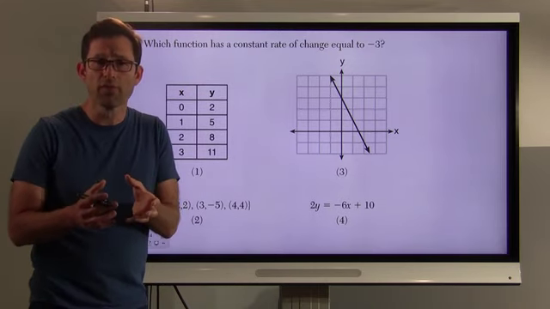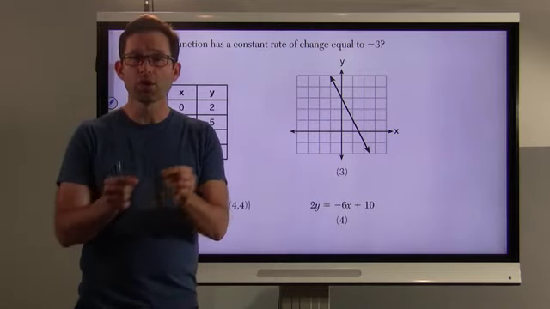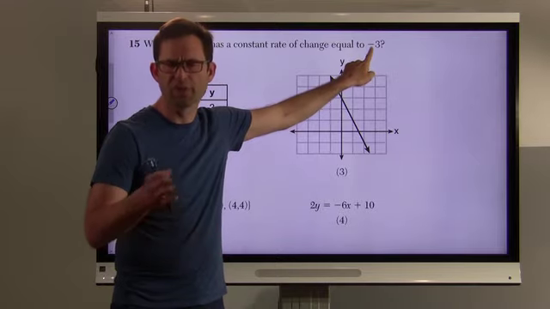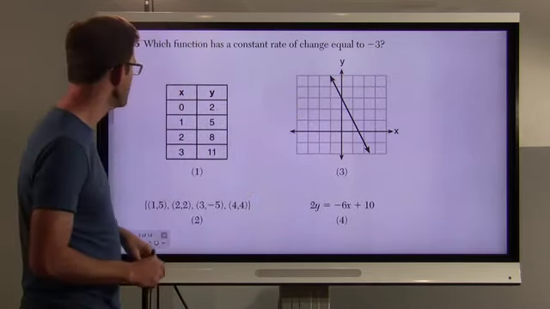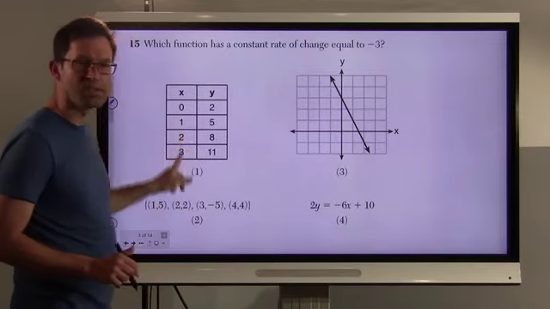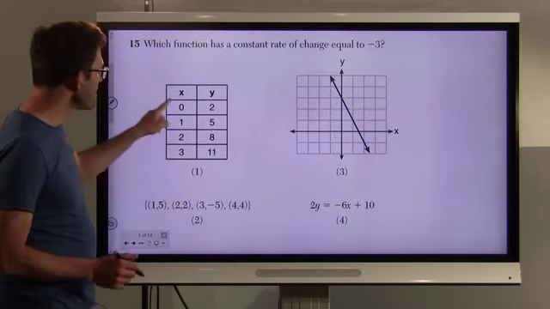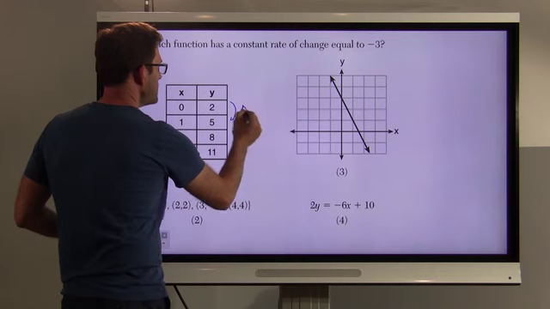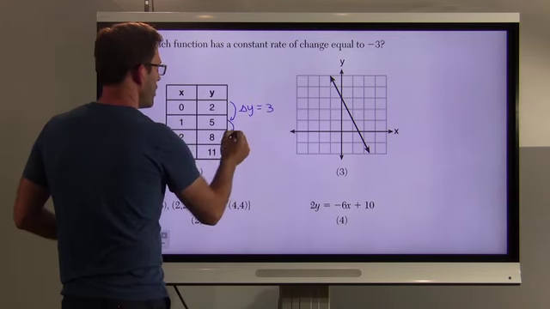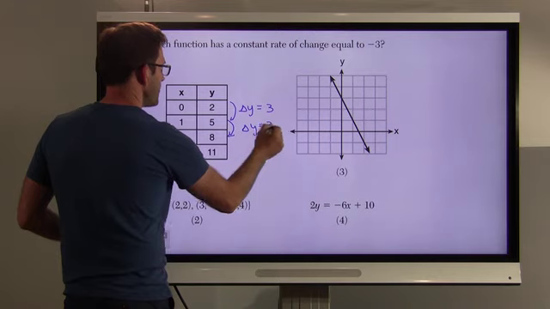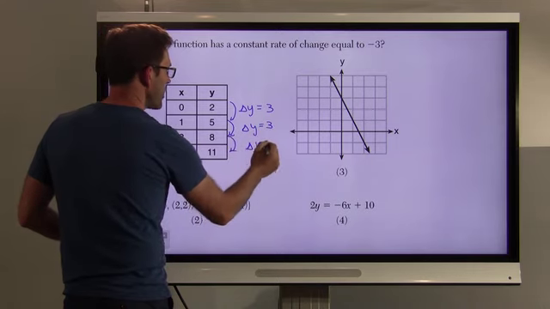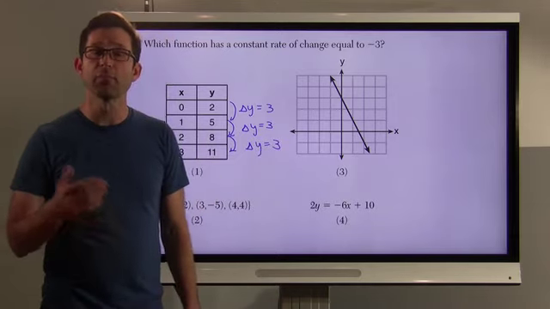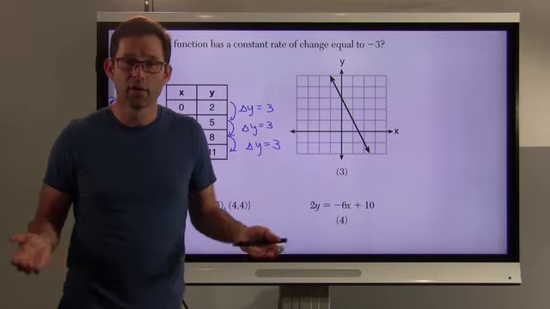Basically, what I'm looking for is something that, when x increases by 1, y decreases by 3. Anyway, not the point. Take a look at this particular function given in this table. Notice, x is increasing by 1: 0, 1, 2, 3. Y is increasing by 3. What that means is that its constant rate of change is a positive 3. Its change in y divided by change in x is positive 3, not negative 3.